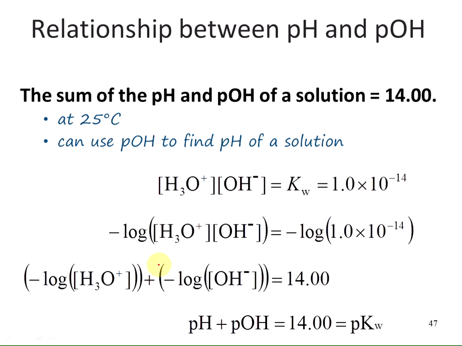So the negative log of the hydronium concentration by definition is the pH, and the negative log of the OH concentration by definition is the pOH. So the pH plus the pOH equals 14, and that also equals the pKw of water. And remember, p just means take the negative log. So if you take the negative log of the Kw, you get the pKw, which is 14.